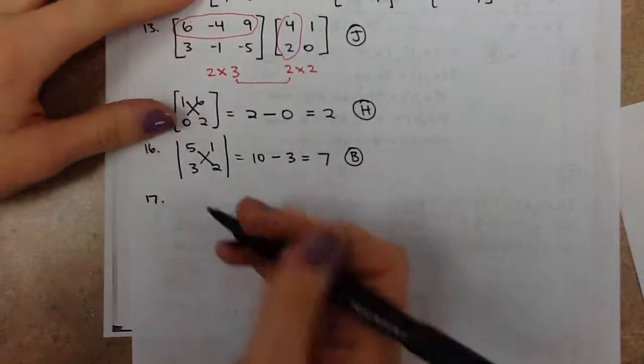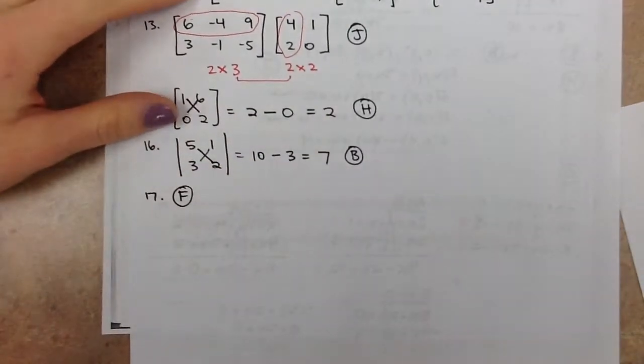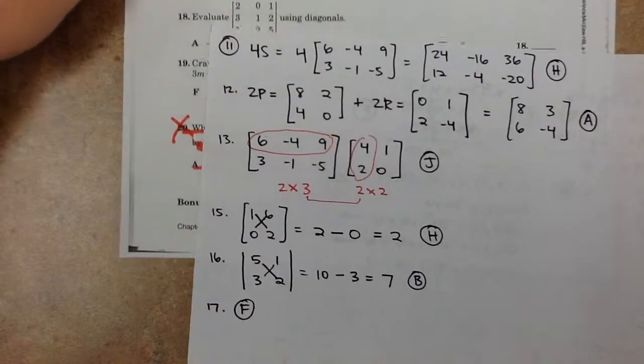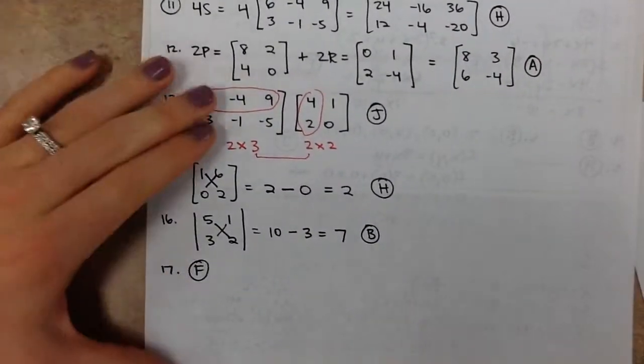So we're going to go with letter F. You can add matrices in any order that you want, but you cannot multiply them in any order you want.